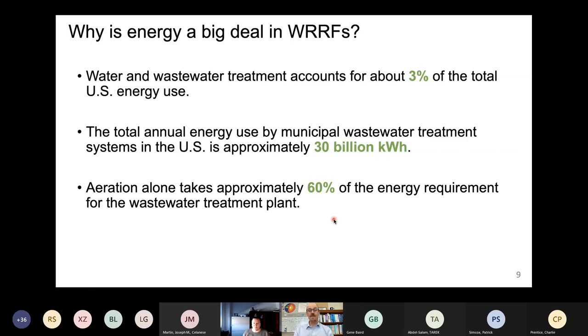So why is energy a big deal at these wastewater treatment plants? Well, water and wastewater treatment accounts for about 3% of total energy use. And we burn many barrels of oil, and we still burn lots of coal and more natural gas every year, and nuclear fuel. So 3% of the total energy use going toward wastewater treatment, that's a big deal. The total annual energy use by municipal wastewater treatment systems is about 30 billion kilowatt hours. And aeration alone is about 60% of the energy requirement for those wastewater treatment plants.